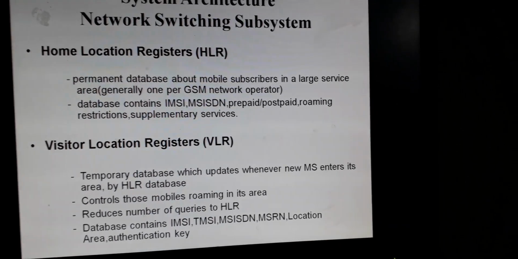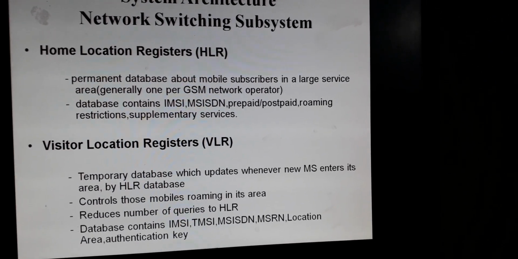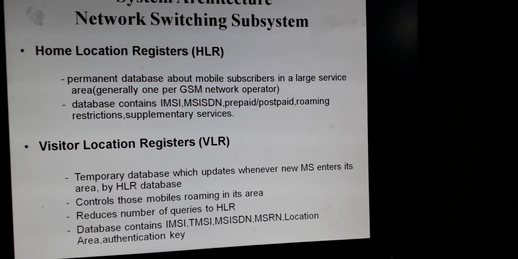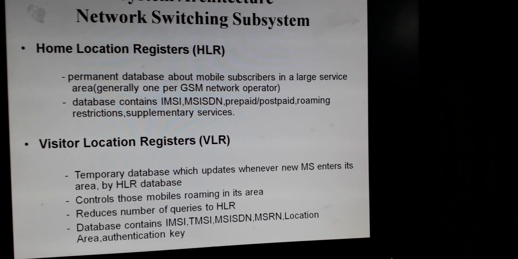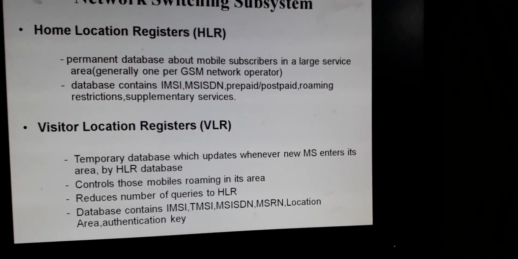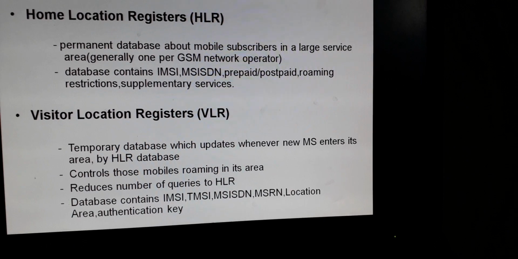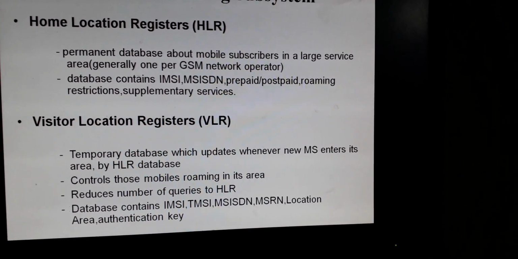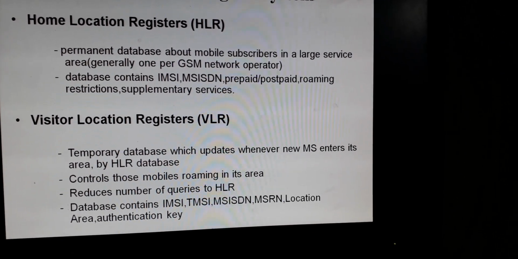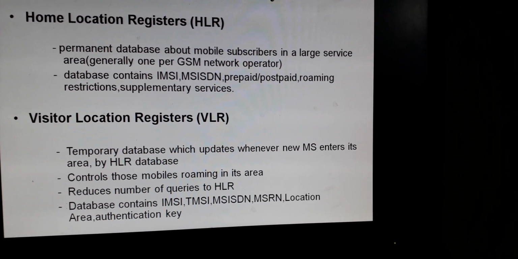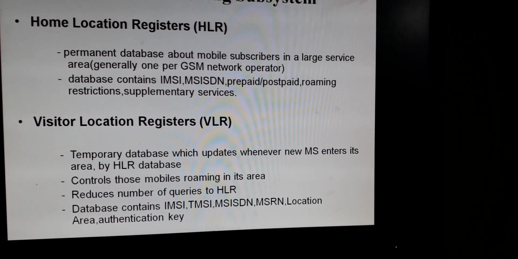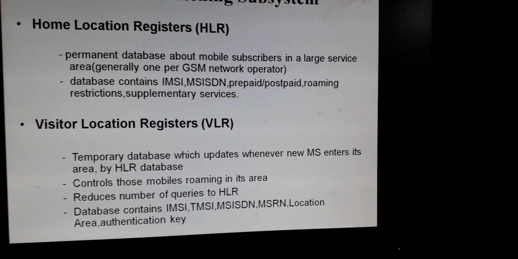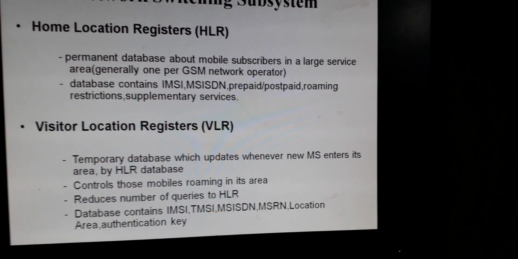Some important components of NSS are HLR, a permanent database, contains IMSI, MSISDN, prepaid, postpaid, roaming restrictions and other supplementary services. VLR is a temporary database. Whenever a new MS enters into the area, the VLR database controls the mobiles in the roaming area. Database contains IMSI, TMSI, MSRN, MSISDN and location area, authentication key and all. VLR generates TMSI.